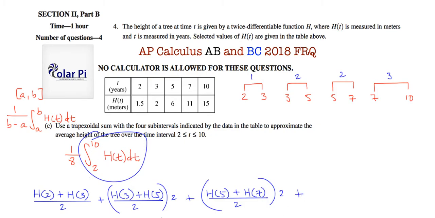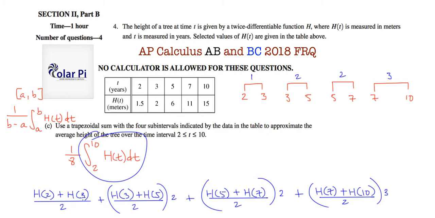is all just to approximate that integral, and plus finally we'll write h of 7 plus h of 10 divided by 2, and then times 3, right? Okay, cool. Now let's find each of these.